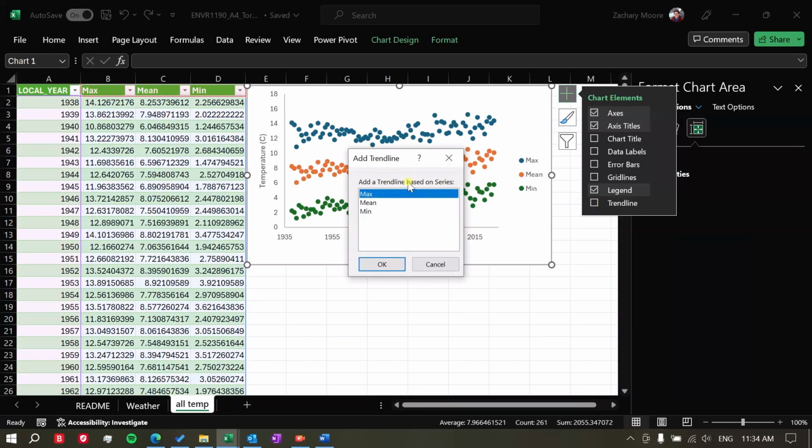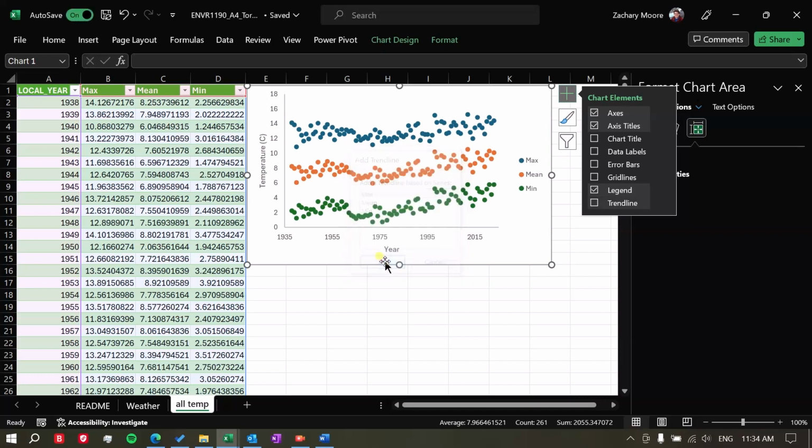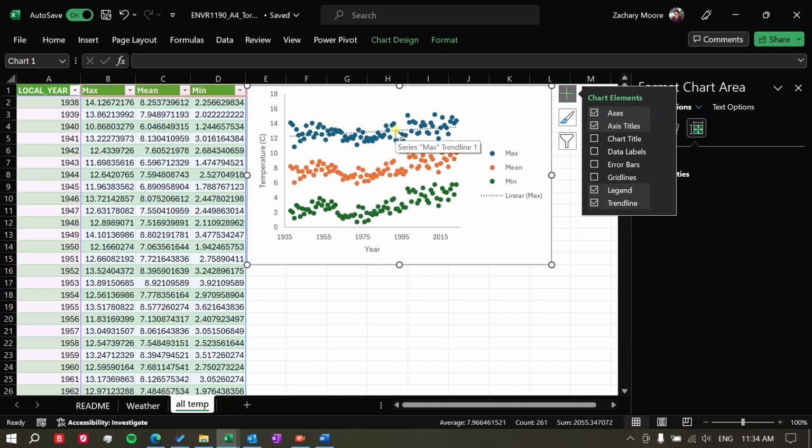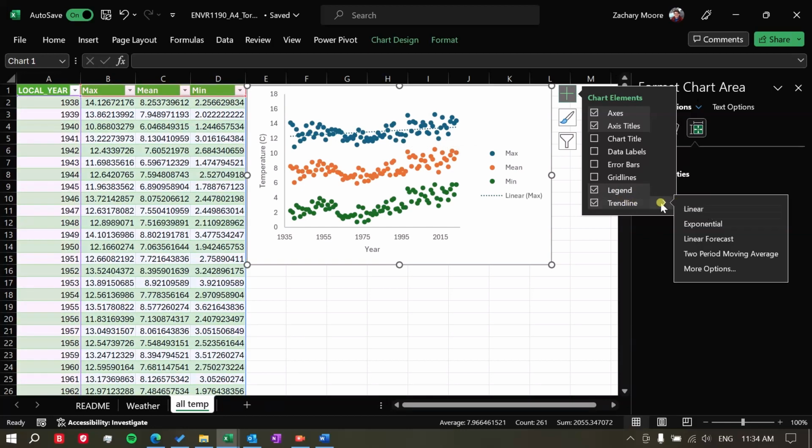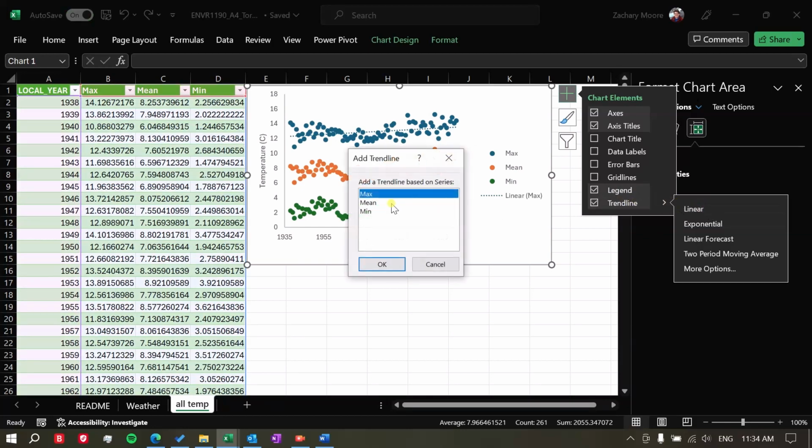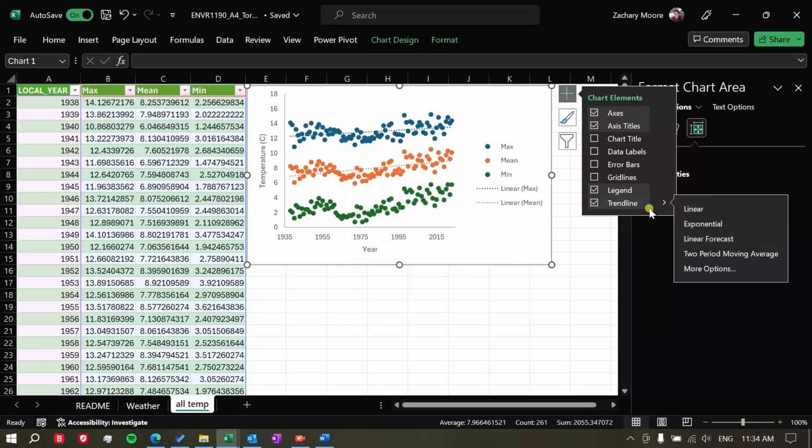We can also start to add our trend lines. When we first click this, it asks which series you want to add a trend line for. We can start off with max, and you'll see that now it has this line. If we do it again and go from this little side arrow to linear, we can add it again, and we can add one of these trend lines for each of these series.